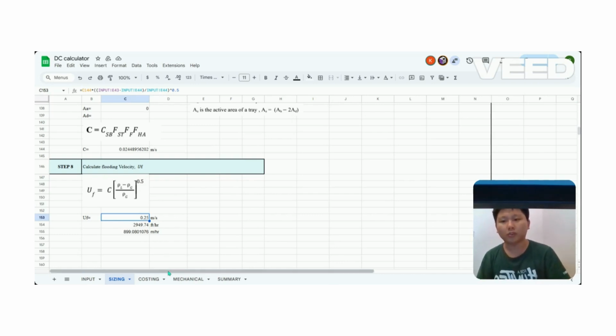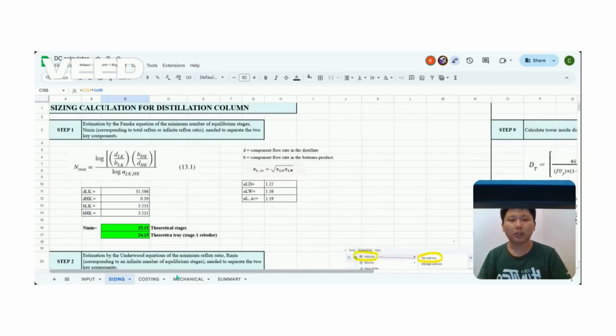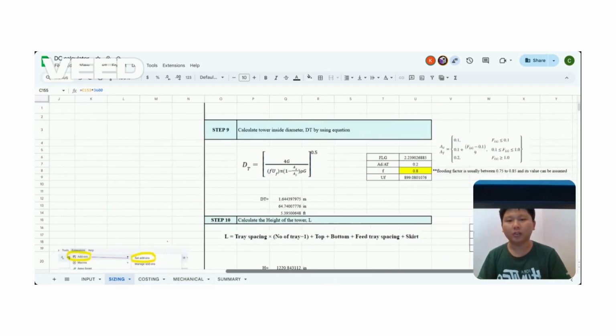So if I wish to convert to feet per hour, then it will be 2,949.74 feet per hour. If I wish to convert to meter per hour, then it will be 899.0801 meter per hour. Okay, so next we'll proceed with step 9.